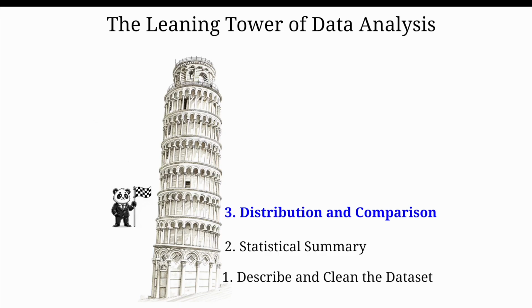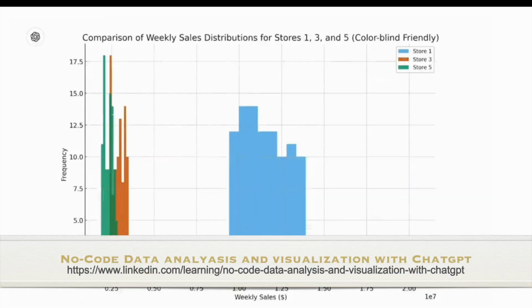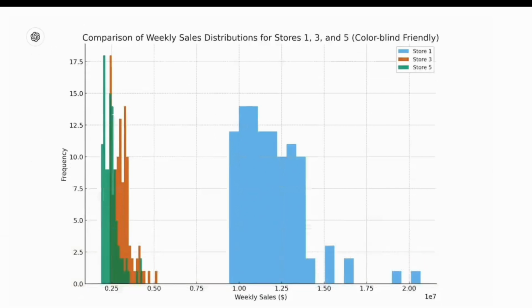On the third floor, we delve into the distribution of our data and compare different subsets. This level helps us understand the range and the common patterns within our data.